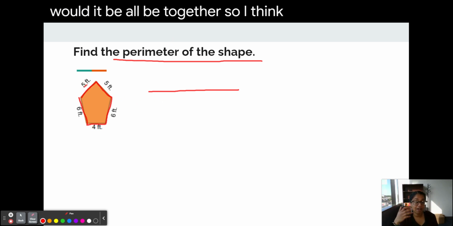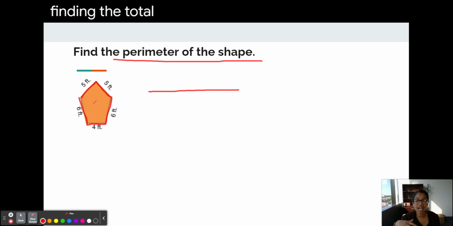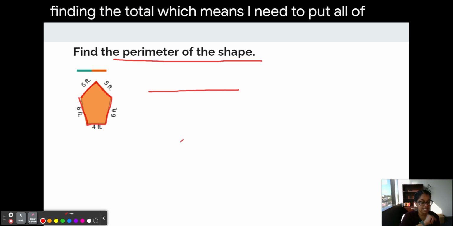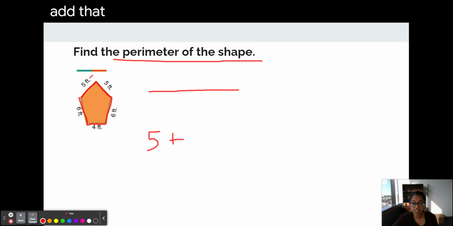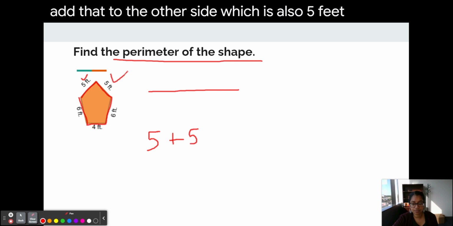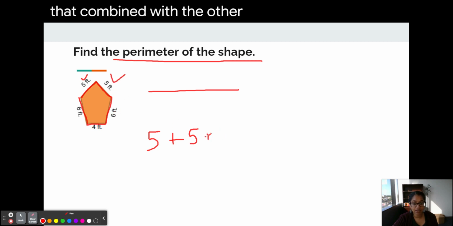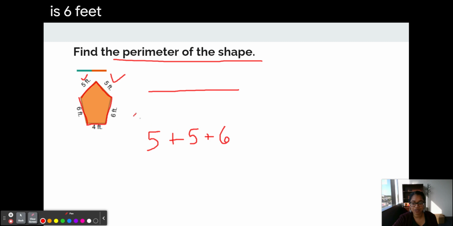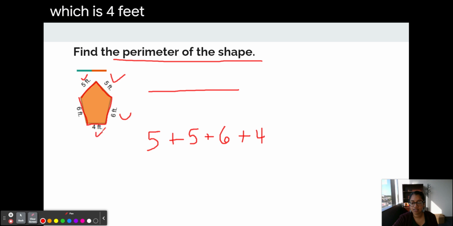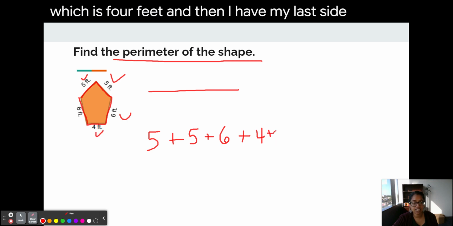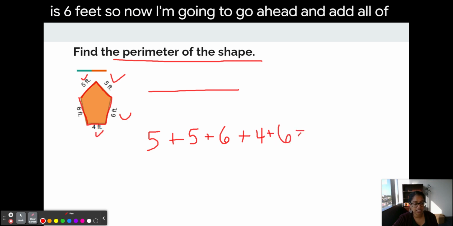So I find perimeter by finding the total, which means I need to put all of these sides together. So if one side is 5 feet, I have to combine that or add that to the other side, which is also 5 feet. And then I have to combine with the other side, which is 6 feet. So I got that one. And then I have another side, which is 4 feet. And then I have my last side, which is 6 feet. So now I'm going to go ahead and add all of these together.